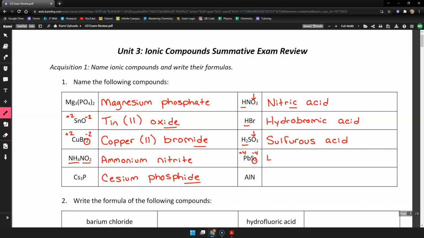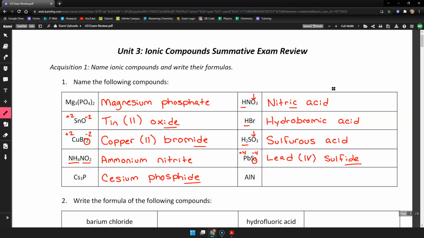So this is going to be lead 4, and the Roman numeral for 4 is IV. And then sulfur is S. We're going to change the ending to IDE, so it's going to be sulf, and then IDE, sulfide.